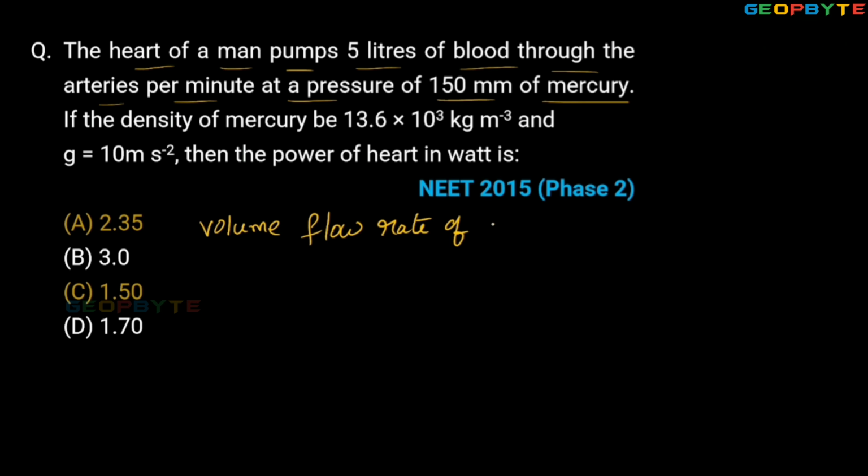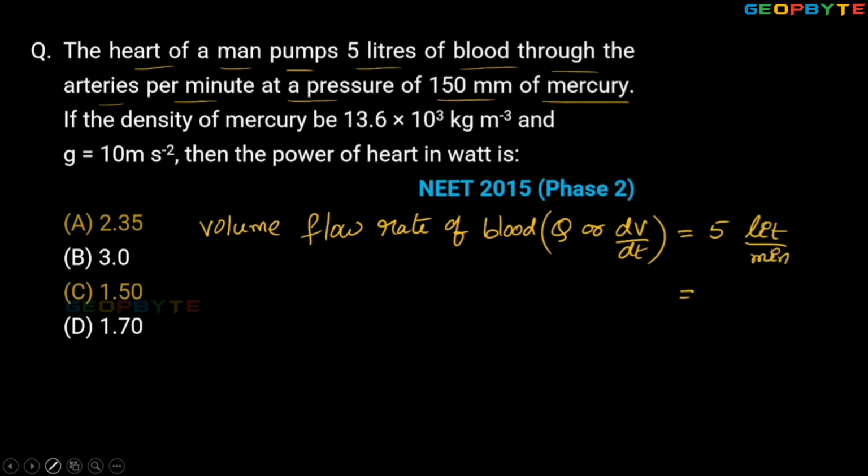Volume flow rate of blood. Let me write it clearly. Volume flow rate of blood, that is Q or dV by dt, dV by dt is equal to 5 liters per minute.